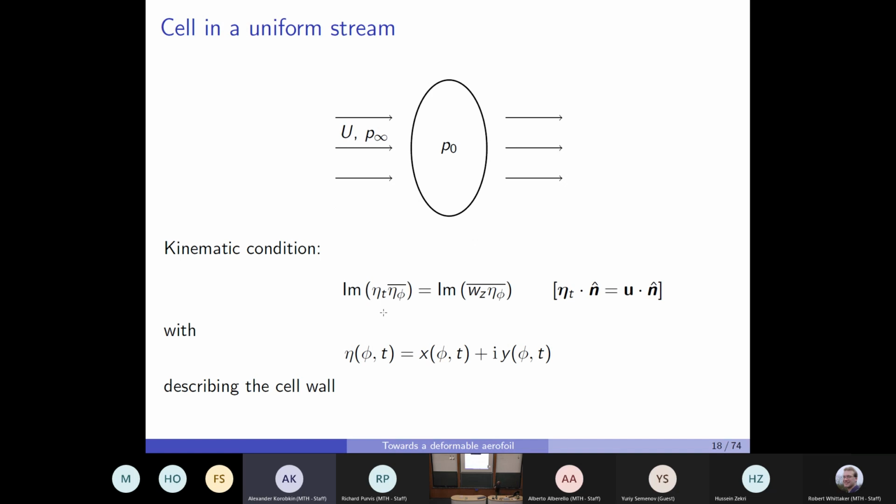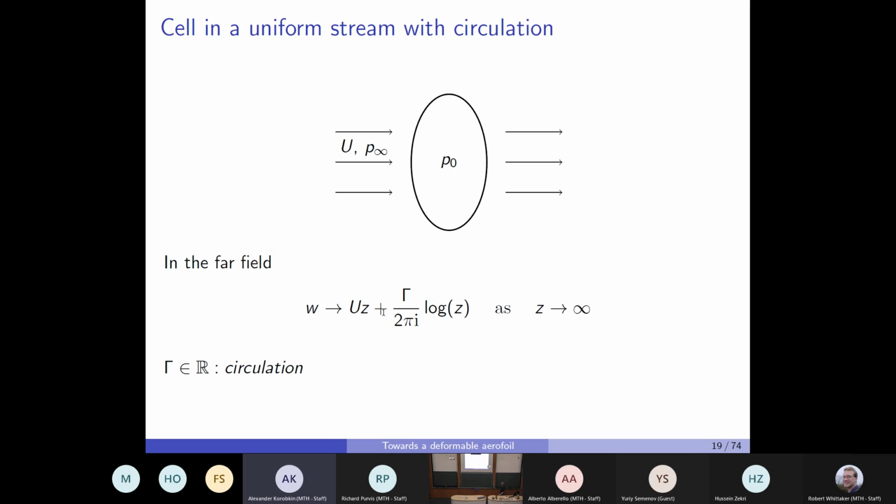Okay, what are the boundary conditions? At the cell wall, we'll have a kinematic condition. Now, most of what I'm going to talk about today is steady, although I will show some unsteady simulations. But the kinematic condition says that if eta represents a point on my boundary, then the motion in the normal direction should fit with the component of velocity in the normal direction. If we express that in terms of my complex potential, it takes the form of this equation here, which is not obvious, but that's just what it looks like. So eta here represents the cell wall, with some parameter phi just describing a point on the wall, and t here being time.